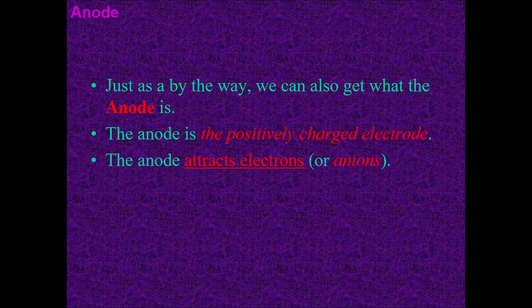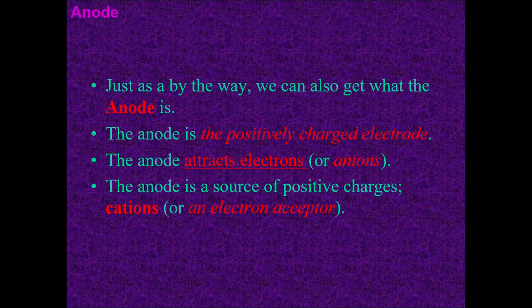Now that drives us to spark some thought. What about an anode? We have looked at a cathode. What about an anode? From what we have learned, the anode is the positively charged electrode. So the anode attracts electrons, or simply anions, because it's positively charged. How to differentiate cations and anions, cathode and anode, we looked at in the previous tutorials. So the anode is the source of positive charges, or simply an electron acceptor. It accepts electrons because it's oppositely charged to cations.